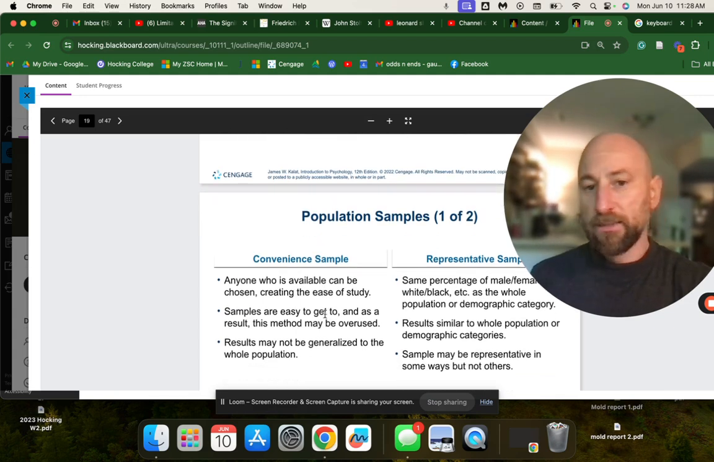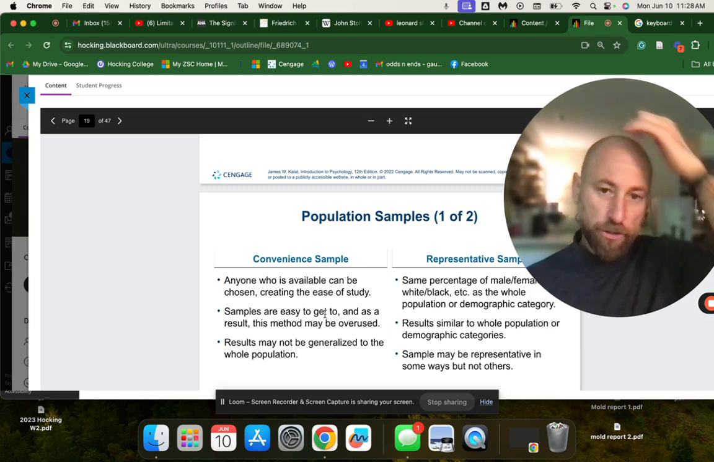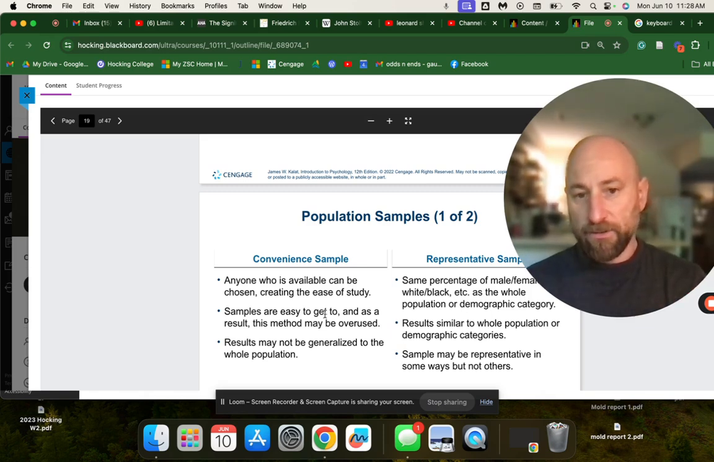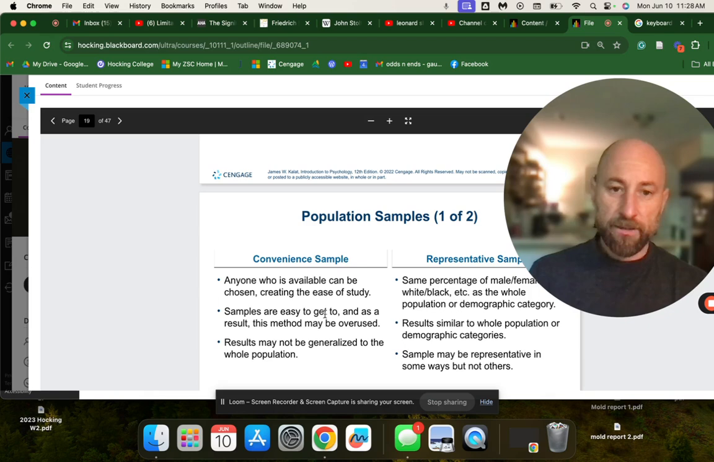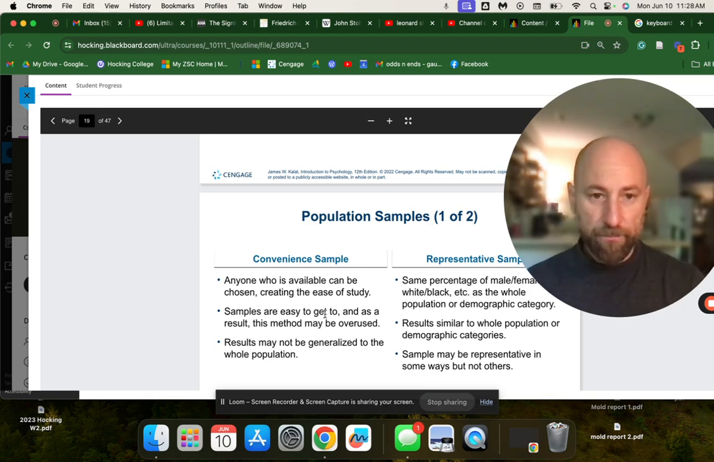A convenient sample is anyone who's available can be chosen, creating ease of study. Samples are easy, I would say easier to get. It's never easy to get people. It's always a challenge when doing science. As a result, this method may be overused. Results may not be generalized to the whole population.